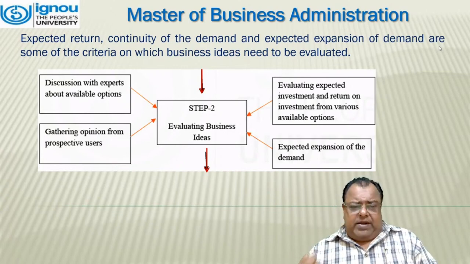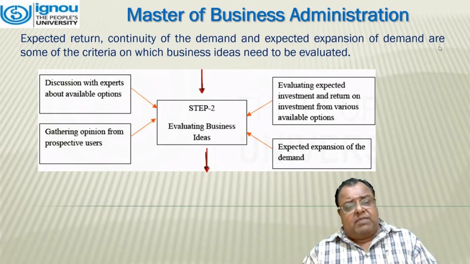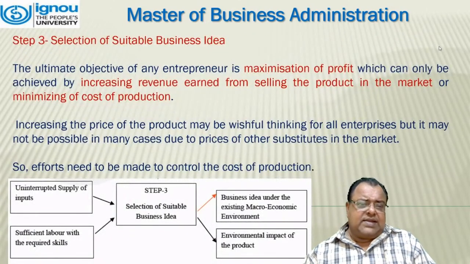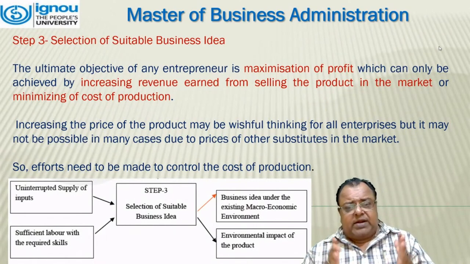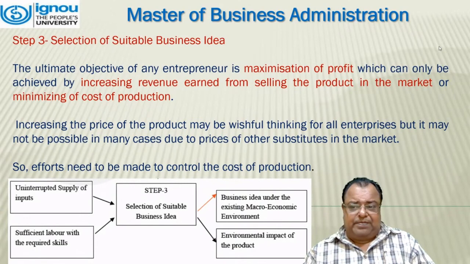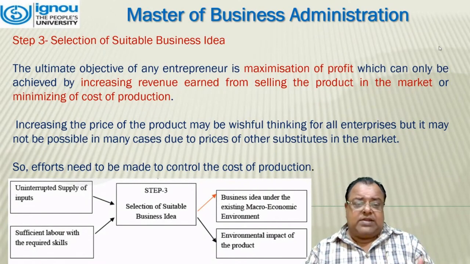In short, expected return, continuity of the demand, and expected expansion of demand are some of the criteria on which business ideas need to be evaluated. Now we move to step 3, that is selection of a suitable business idea. The ultimate objective of any entrepreneur is maximizing the profit, which can be achieved by increasing revenue earned from selling the product in the market or minimizing the cost of production.